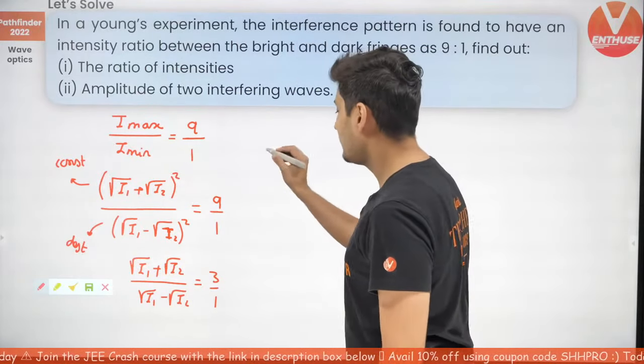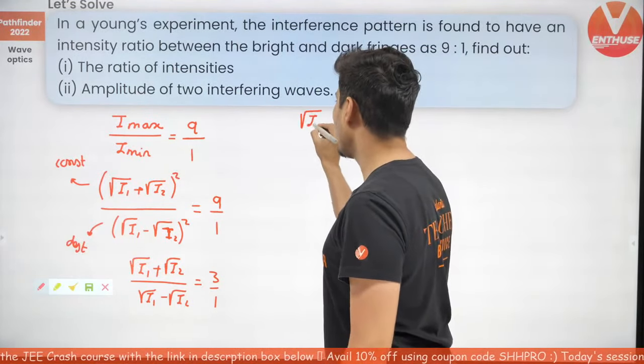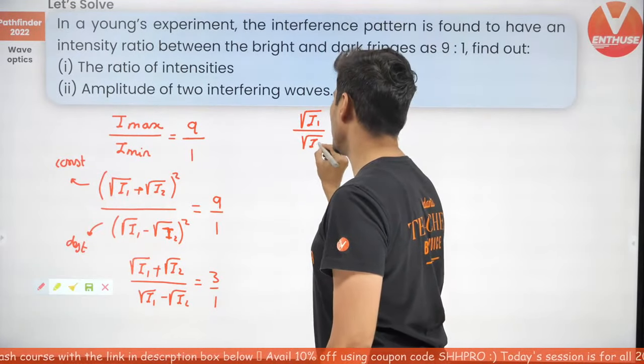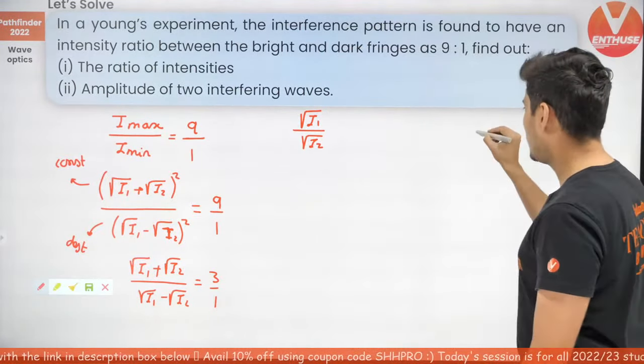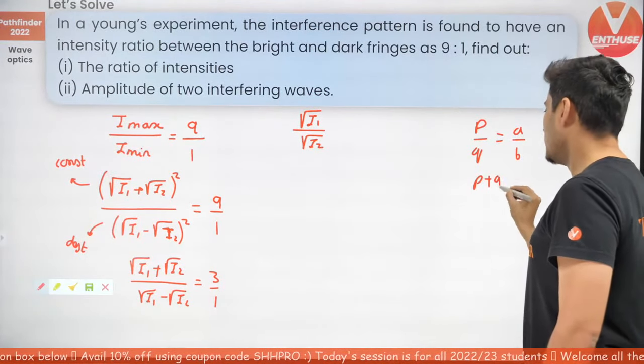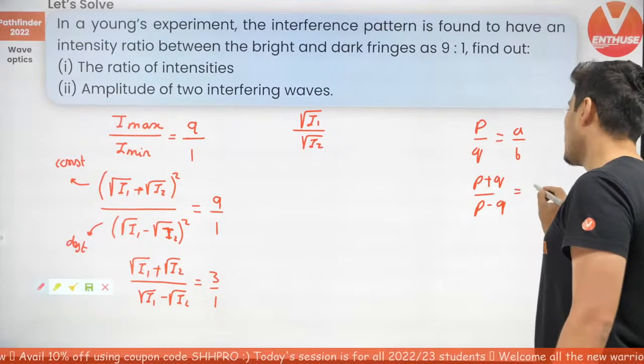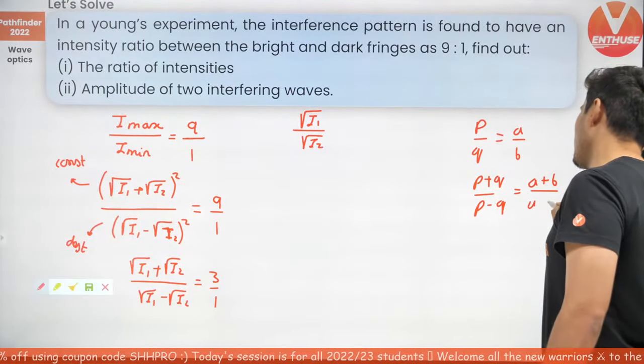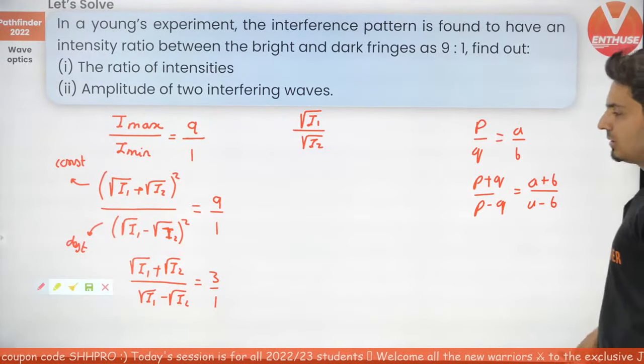If you use componendo dividendo, what you will get? You will get root I1 by root I2. If you have forgotten what componendo dividendo is, if P by Q is A by B, then P plus Q by P minus Q will be A plus B upon A minus B. So this is your componendo dividendo formula.